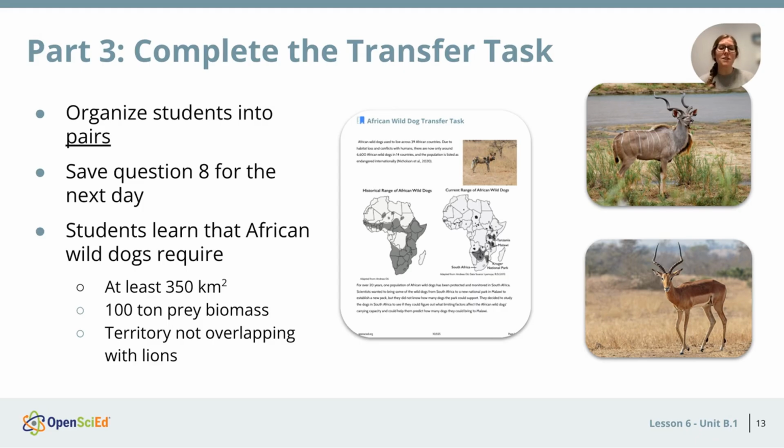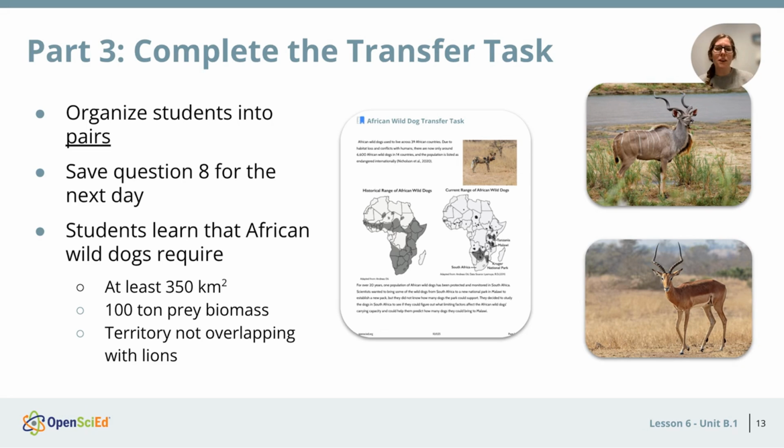Part 3, the students are going to be completing the transfer task. Again, organizing the students into pairs is really helpful for this. Really good to save question 8 for the next day. It talks about it in the teacher guide, but giving questions 1 through 7 as separate sheets of paper and then saving question 8 for the next day is really great.